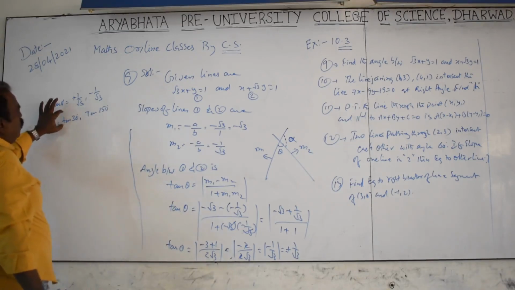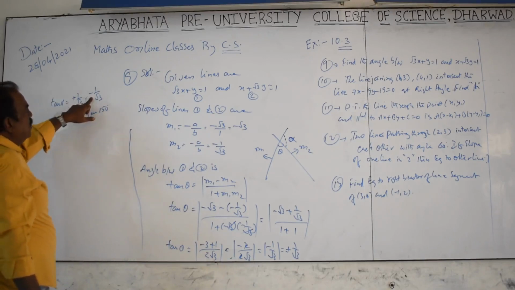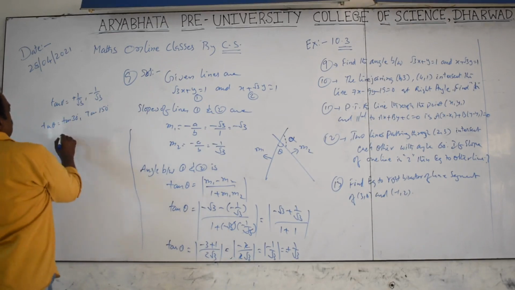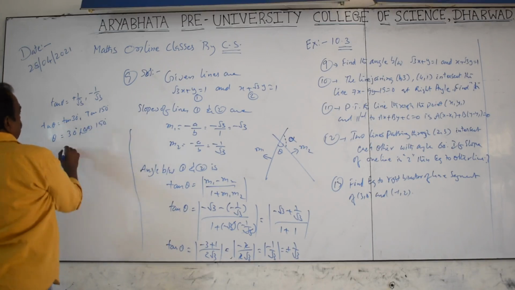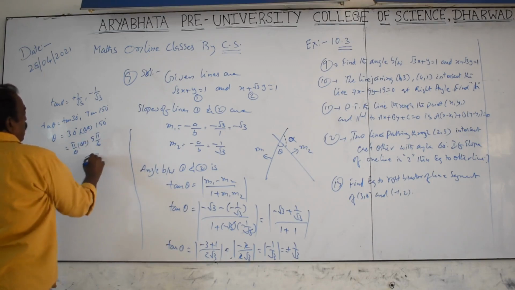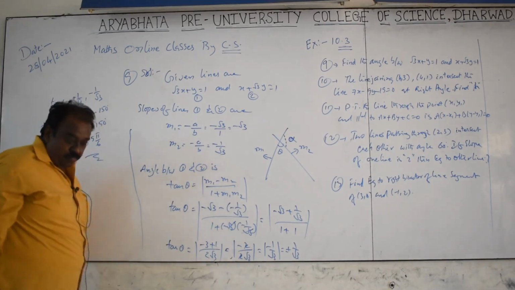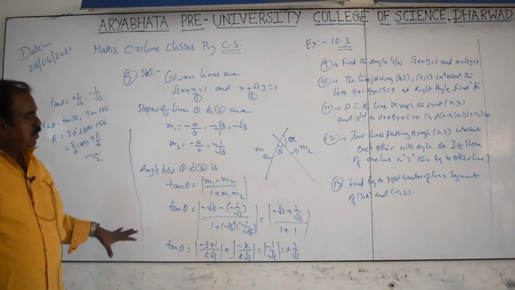Tan 30 is in the first quadrant, 1 by root 3. Tan of 180 minus 30, second quadrant, minus 1 by root 3. So theta is equal to 30 degrees or otherwise 150 degrees. That is pi by 6, this is 5 pi by 6. Like that we have to solve the problem. The fantastic problem. Try to learn it.